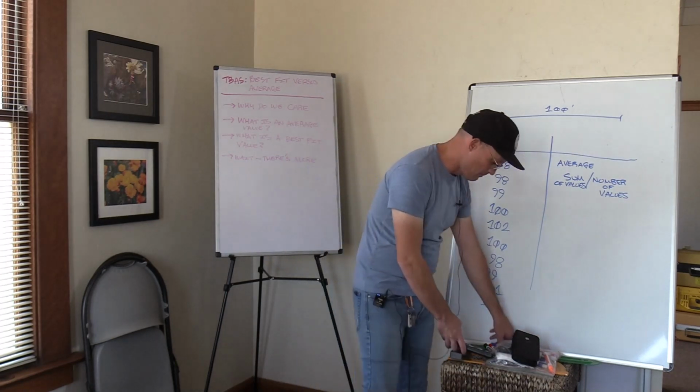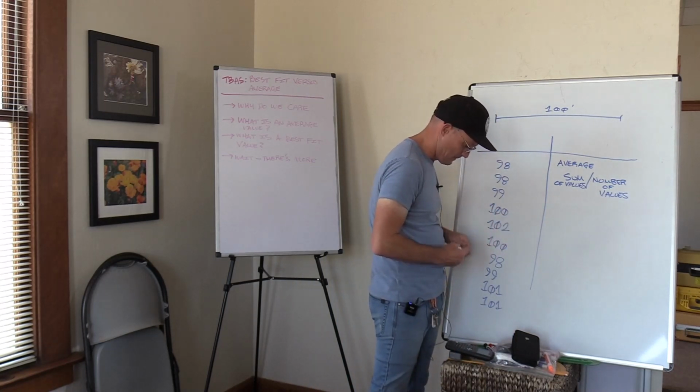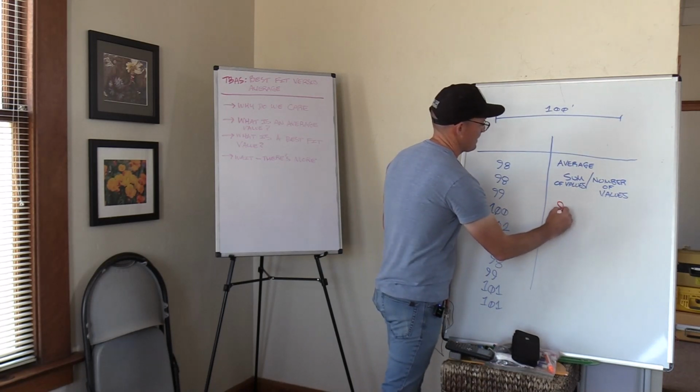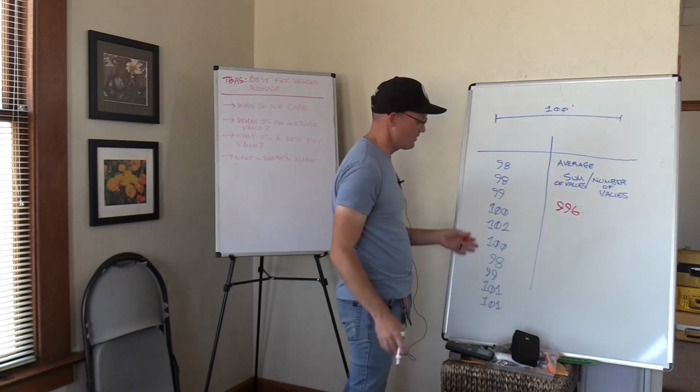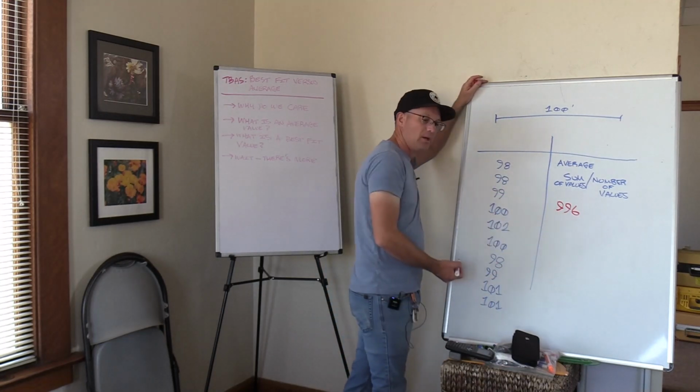Okay, so our sum, I'll just write it over here. Our sum, let me do it in a different color. Our sum was 996. Okay, and I can gut check that. I know I've got 10 values close to 100. I should be close to 1,000, and I am. So we're a little bit short.